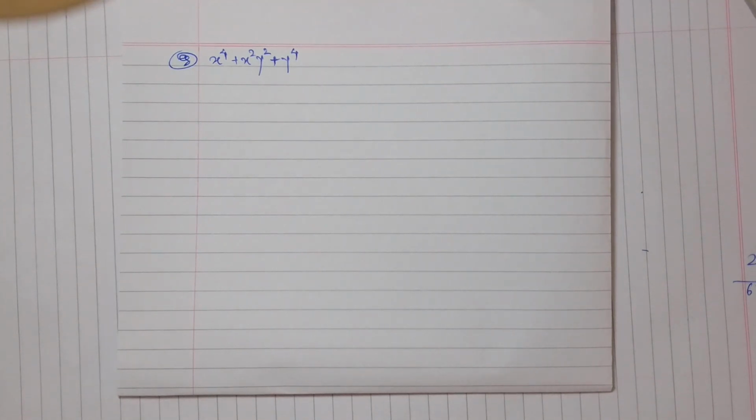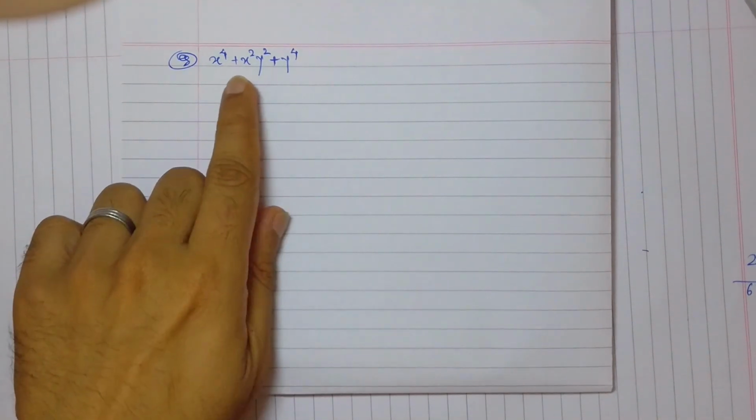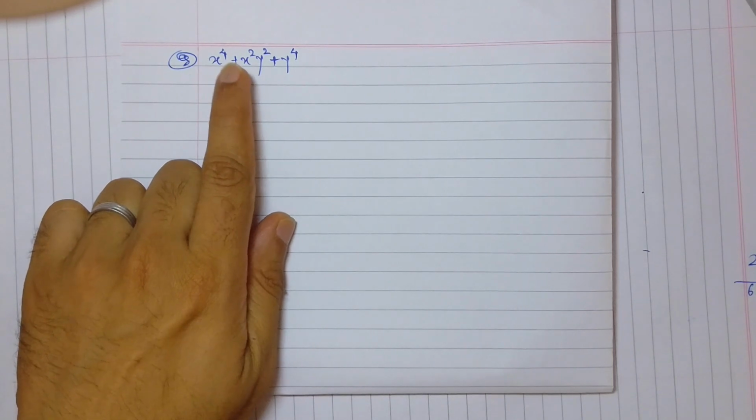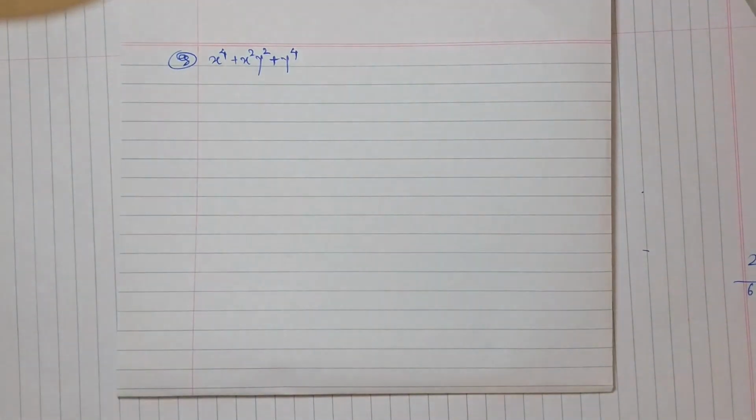The next example is x raised to 4 plus x square y square plus y raised to 4. Again, if you observe this question, you will find that it is neither in the form of a perfect square trinomial, that is a square plus 2ab plus b square, because if it would have been, then there would have been 2 over here. There is no 2. So it's not of that form. Also, you cannot do splitting the middle term. Taking out common, not possible. There should be 4 terms for grouping. So what can be done?